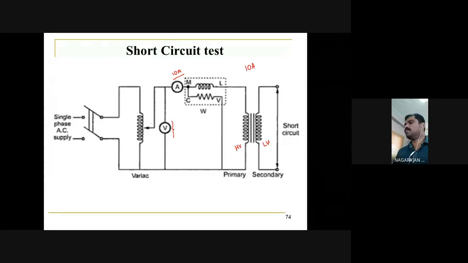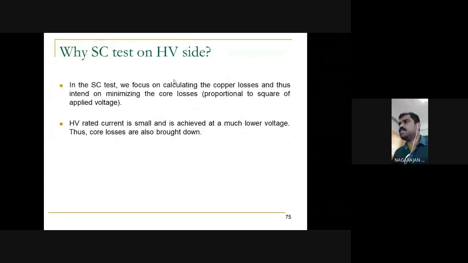So I have given the reason here. In short circuit test, we focus on calculating the copper loss. So open circuit test is utilized for measuring core loss of the transformer, and short circuit test of the transformer is performed to find out copper loss of the transformer. And thus we are thinking that the core loss is very less.